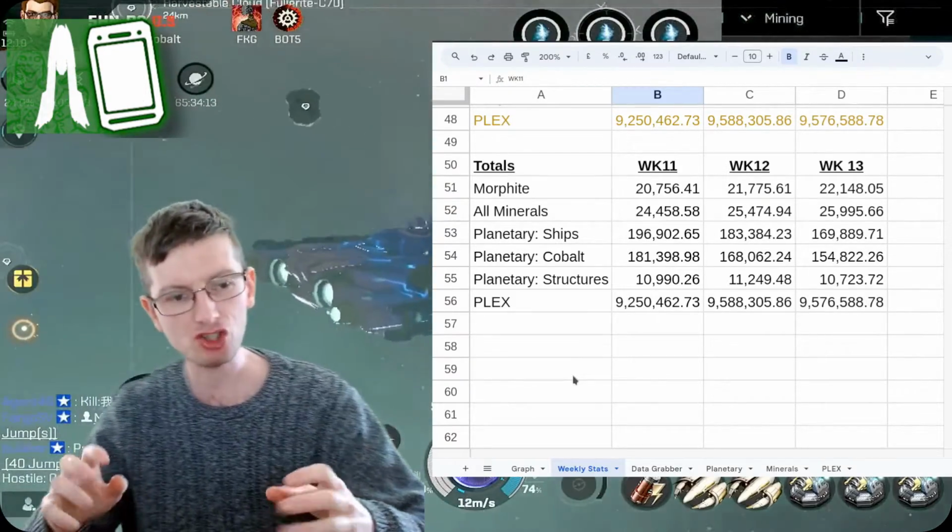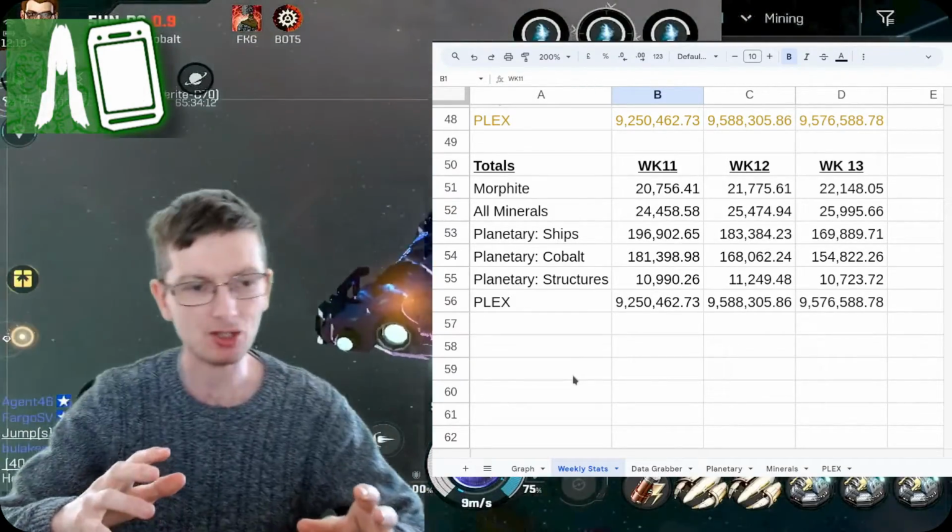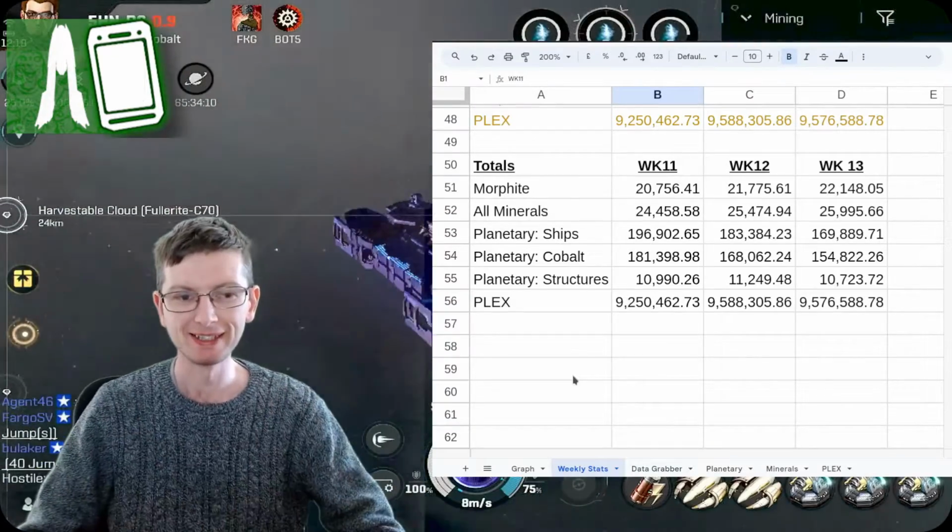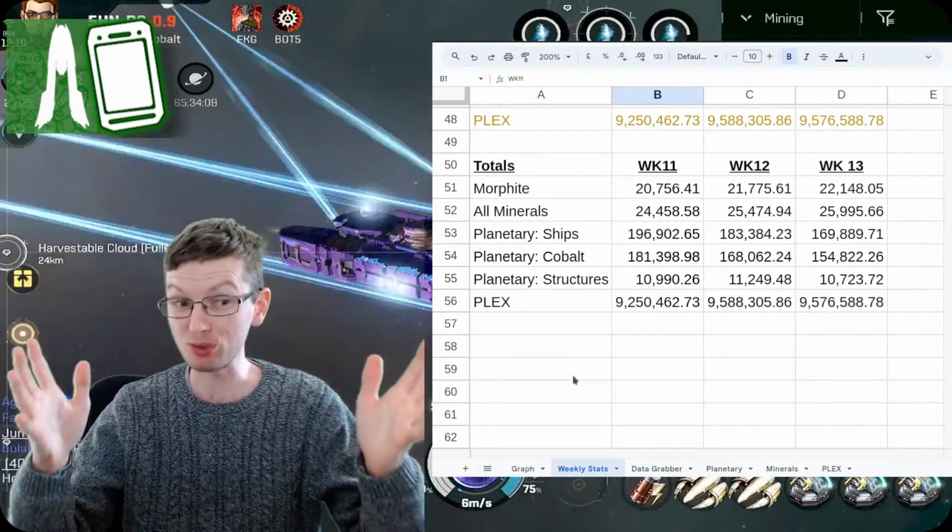I need to get my chair in a position whereby I'm actually in the middle of the portrait. Yeah, getting used to the new setup.